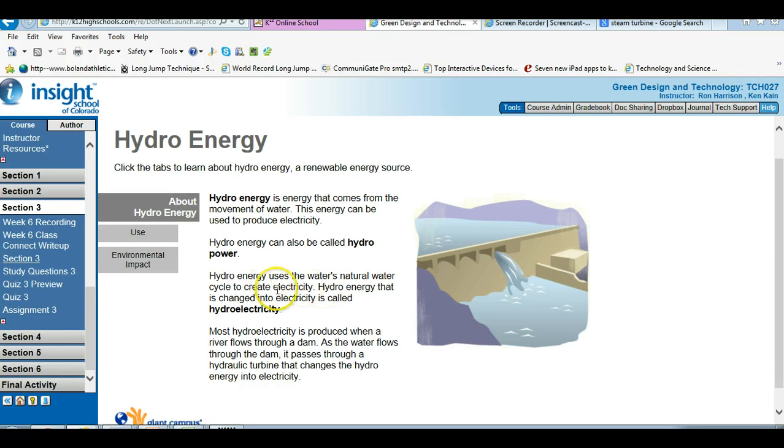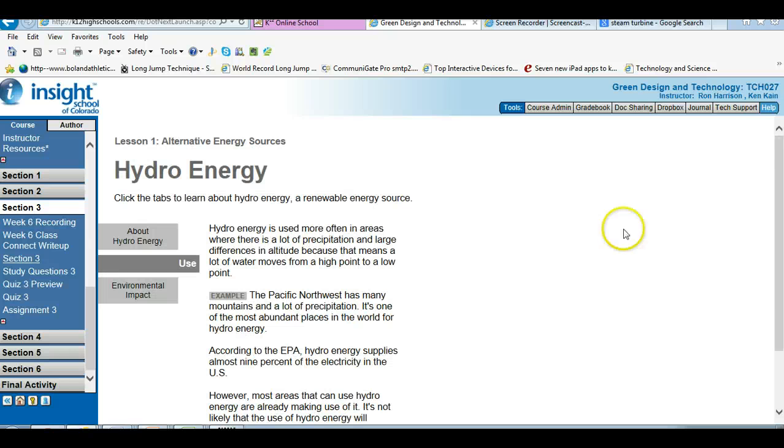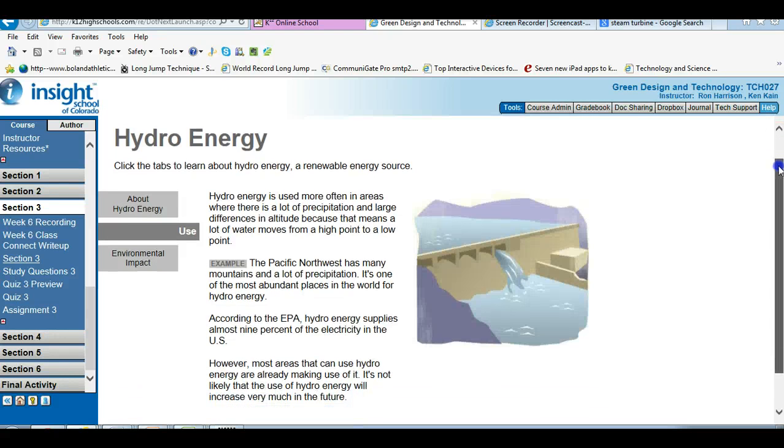So hydroelectric power, hydroelectric energy is anything that comes from the movement of water. Of course, hydro means water, right? So the water flows through the dam and passes through the hydraulic turbine. The water comes into that little turbine house that you saw in that picture, and there are blades in there. The water makes the blades turn, and then of course the blades make the coils and the magnets turn.